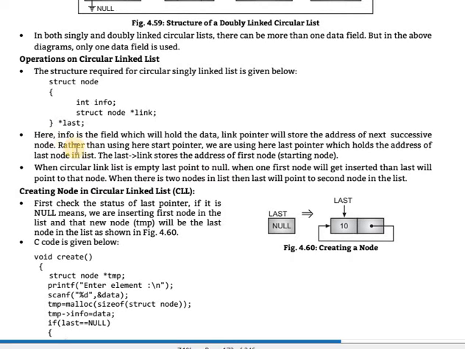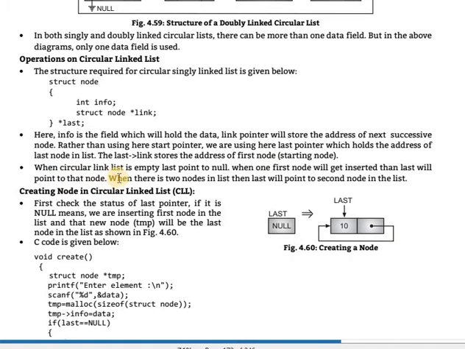Okay, you note that. Rather than using a start pointer here, we use a last pointer. Apart from the start pointer, which pointer do we use? The last pointer, which holds the address of the last node in the list. The last node's link stores the address of the first node, meaning the starting node.